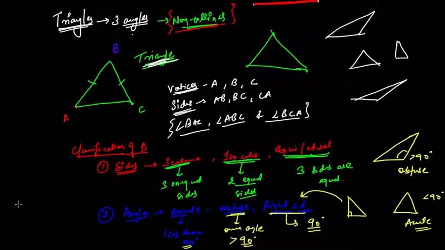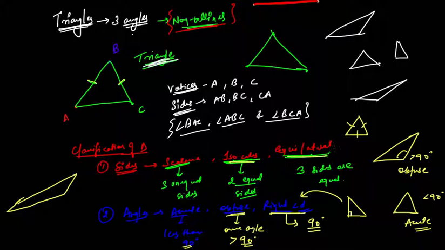Similarly, for a scalene triangle, take anything of different measure, say all the three sides are of different measure, then we can say that this is a scalene triangle. Isosceles triangle, you can take this example. If this side and this side are equal, then it is an example of an isosceles triangle.